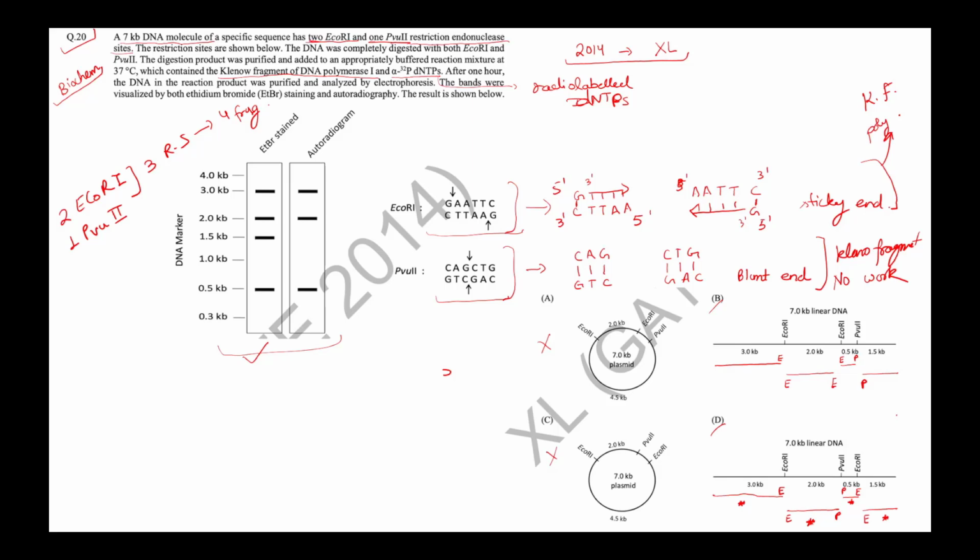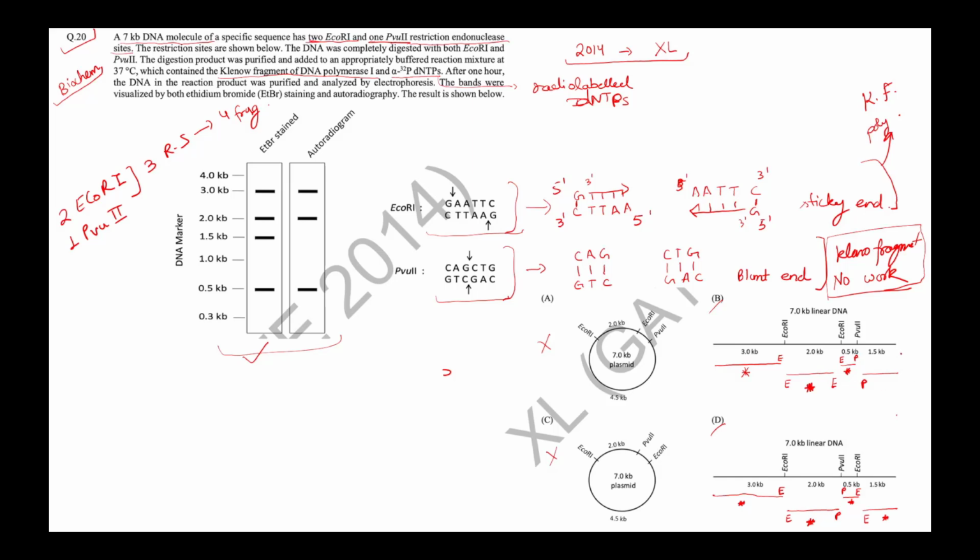But we are only seeing 3 bands. Let's see the other DNA. So here also an EcoRI sticky end is there. The Klenow fragment will perform its activity. Radio-labeled dNTPs will be incorporated here. Here there are 2 EcoRI sticky ends. This will also become radio-labeled. This one as well becomes radio-labeled. But this one, which has a PvuII-digested blunt end, there is no activity of the Klenow fragment. So this will not be radio labeled. This fragment of the DNA won't be radio labeled.